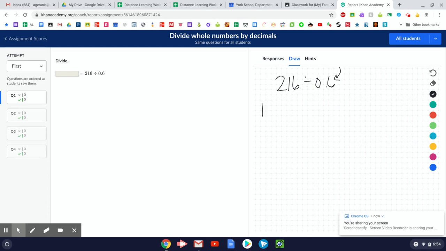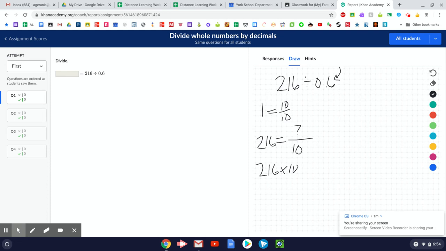Well, if 1 whole equals 10 tenths, we need to figure out how many tenths would be in 216. Oh, that's a tough one. If 1 whole is 10 tenths, what would 216 wholes be? In order to find that, we'd have to multiply by 10, because there's 10 in every 1. So we'd have to do 216 times 10, and that'll get us how many tenths there are in 216.